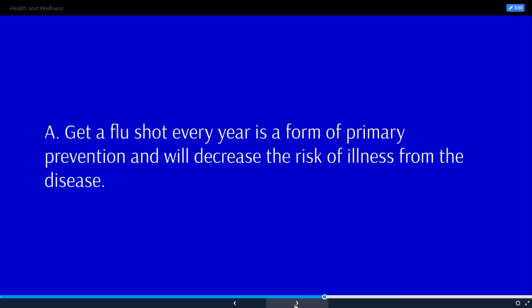All right, so if you guys said A, get a flu shot every year, that is a form of primary prevention, will decrease the risk of illness from the disease. Okay, so remember, guys, primary is more preventative. So we're preventing. We know that the flu goes around. We know it's an issue. So if you get your flu shot, then it's less likely that you'll get it. And if you do get it, it'll also be decreased in severity. Okay, so decreased risk and decreased severity if you do end up getting it.